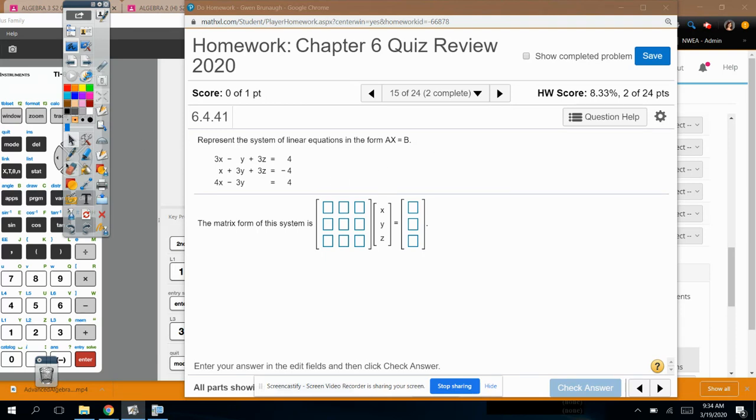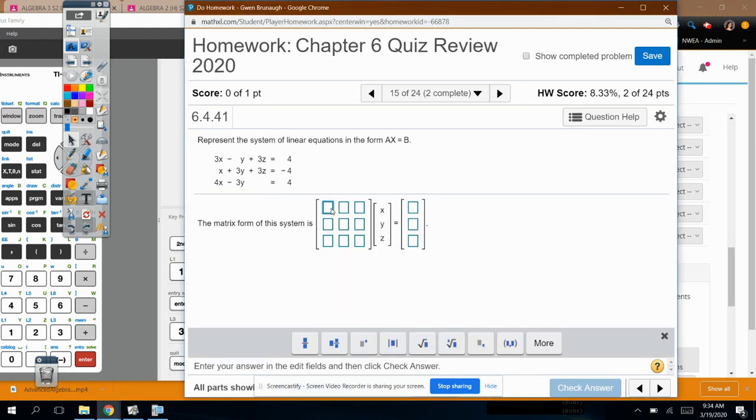Okay, this one, they just want us to put in this matrix equation to match up our system. Remember, this is the coefficient matrix. This will be the constant matrix. So we're just putting in the coefficients here. Remember to put in 0 if you need it. So this is pretty easy.